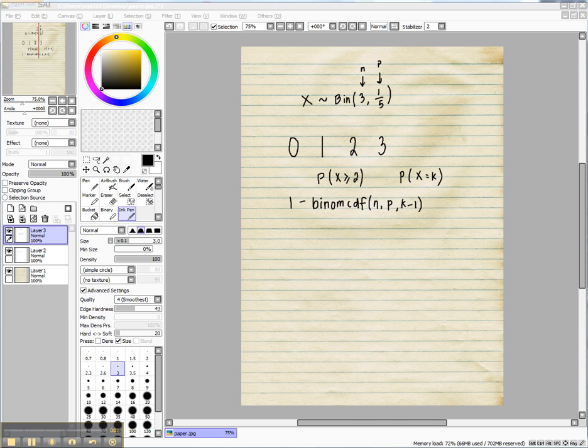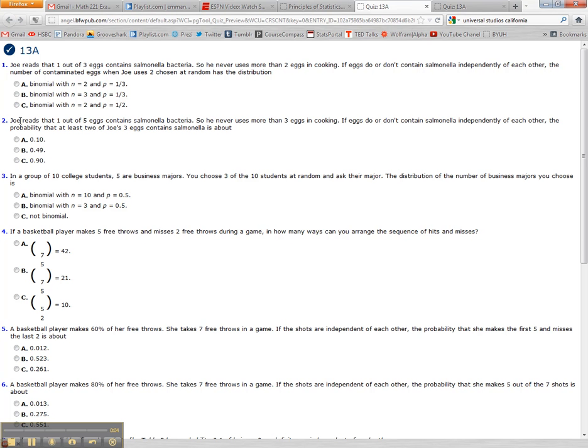We're going to do 13A number 2. It says Joe reads that 1 out of 5 eggs contains Salmonella bacteria, so he never uses more than 3 eggs in cooking. If eggs do or don't contain Salmonella independently of each other, the probability that at least 2 of Joe's 3 eggs contain Salmonella is about, and then you have your 3 options.